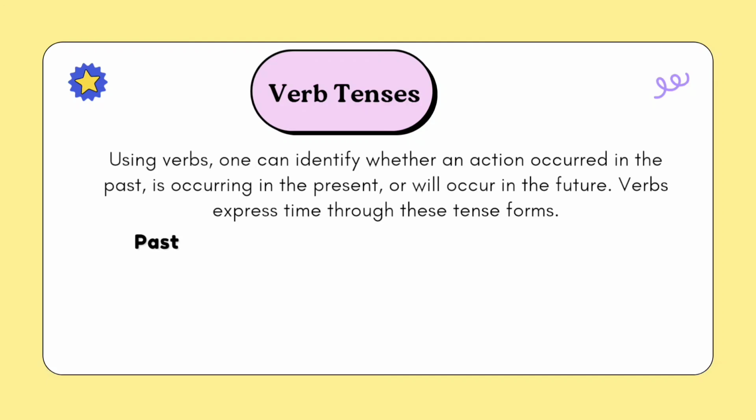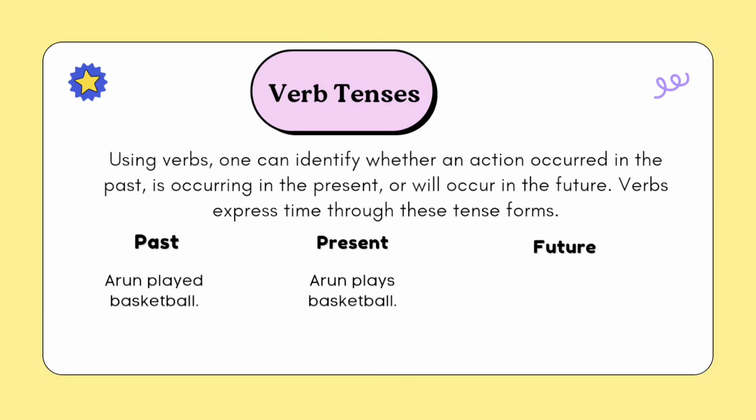Past tense. Past tense indicates actions or states that have already occurred. Example, Arun played basketball. Present tense indicates actions or states that are currently happening. Arun plays basketball. Future tense indicates actions or states that will happen in the future. Example, Arun will play basketball.